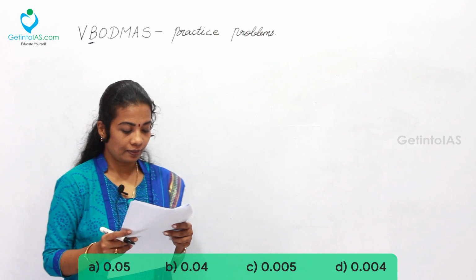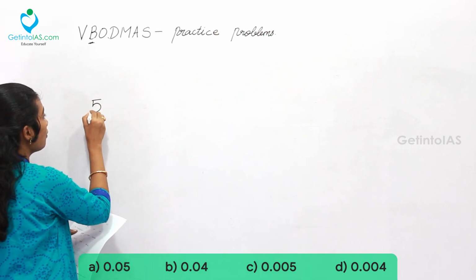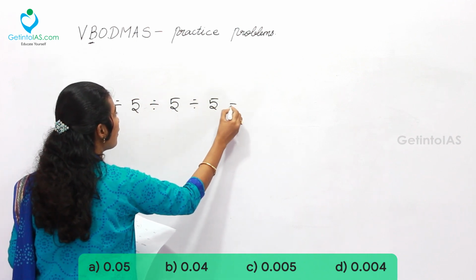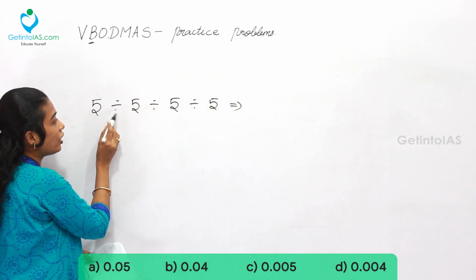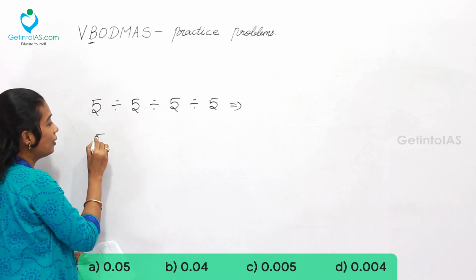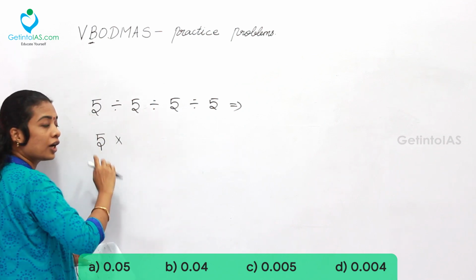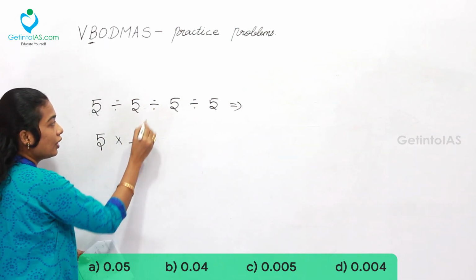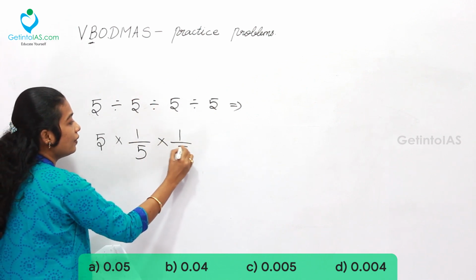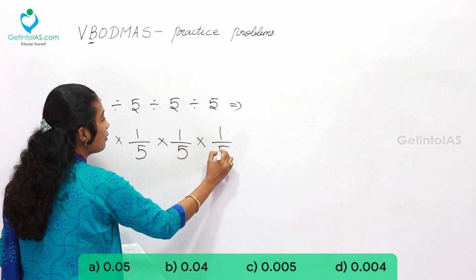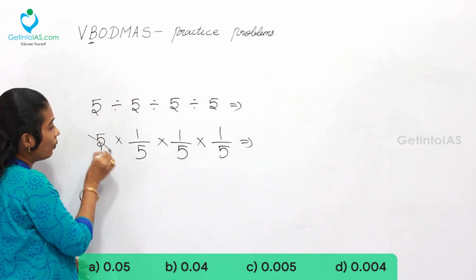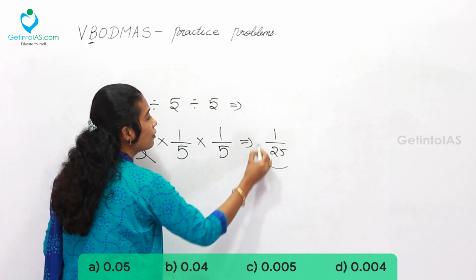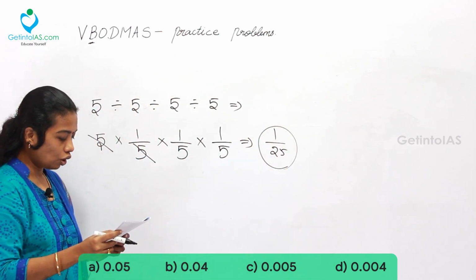The next problem is, what is the answer for 5 divided by 5 divided by 5 divided by 5? What is the final result? So directly you can start with the left side operator. So 5 here, I am going to convert it into multiplication. So I want to take the reciprocal of this 5, 1 by 5. After that into, this is 1 by 5. After that into 1 by 5. So what is the final answer? One numerator and denominator 5 will get cancelled. Finally 1 by 25, which is the correct answer.